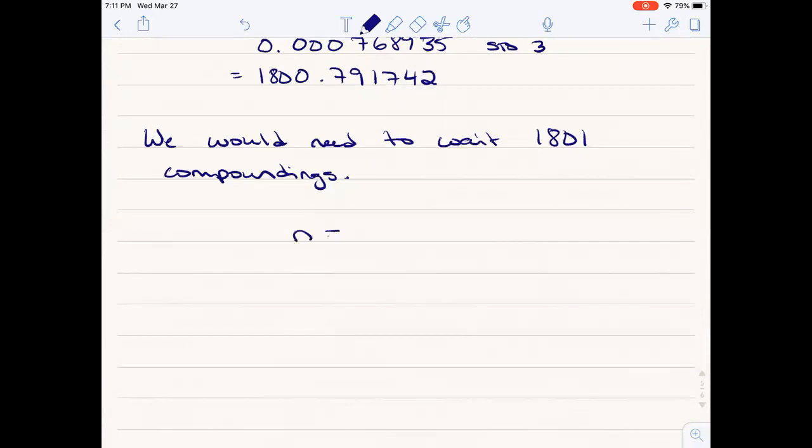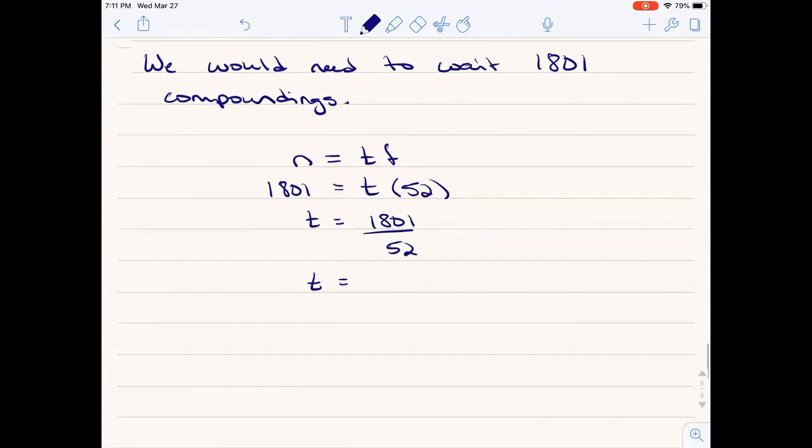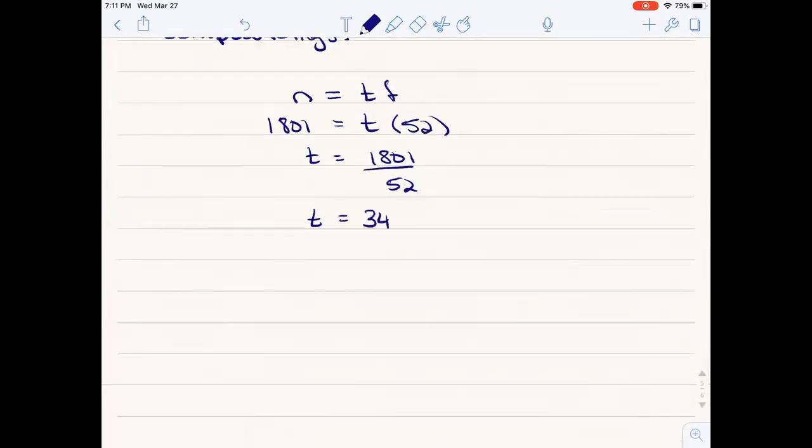So N is time times the frequency. So 1801 is N, and time is what we're trying to find. And the compounding frequency was 52. So time is 1801 over 52, which is 34.63461538 years.